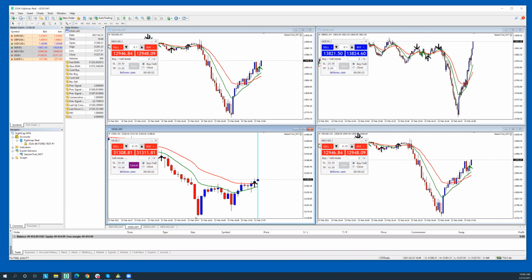So if this turns negative, if I get a negative candle, I may be able to get a trade to the downside here. We'll have to see. It has to turn negative once the moving average starts to close off.